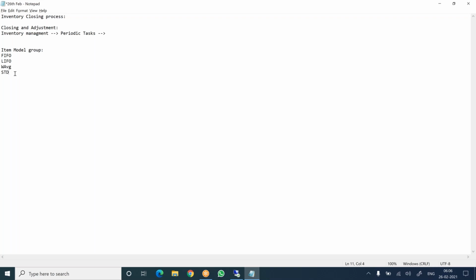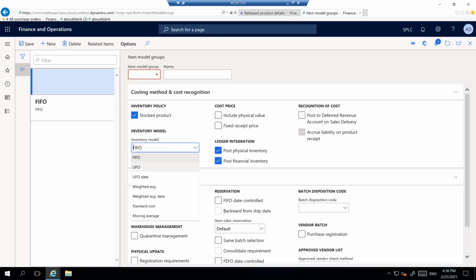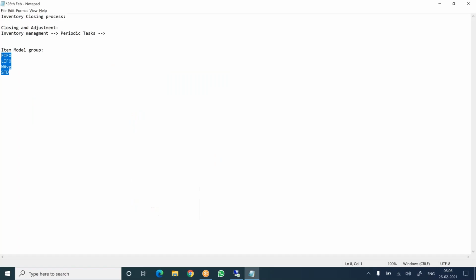Then after this, if you learn these things, on top of that you can learn by date. FIFO date is there, LIFO date is there, weighted average date is there, and there is a moving average. The difference between these I will discuss later. The major parts you need to understand are the differences between these models.